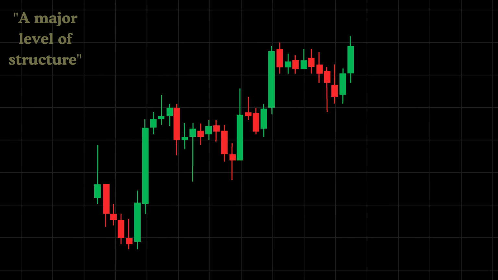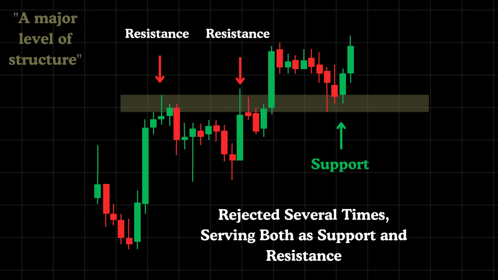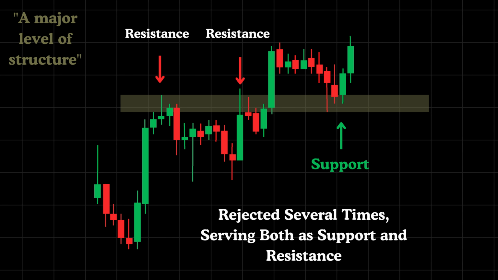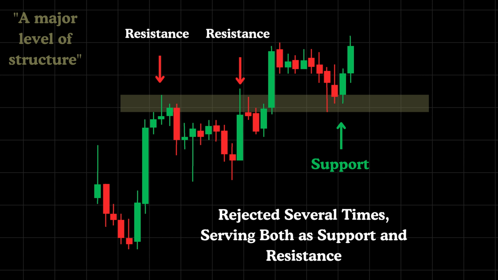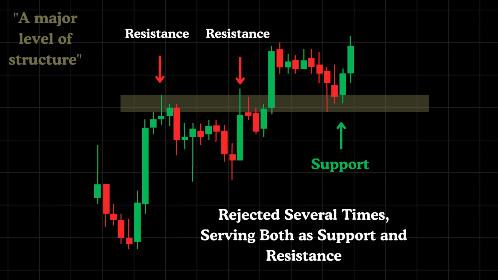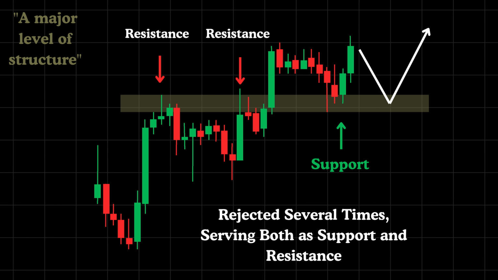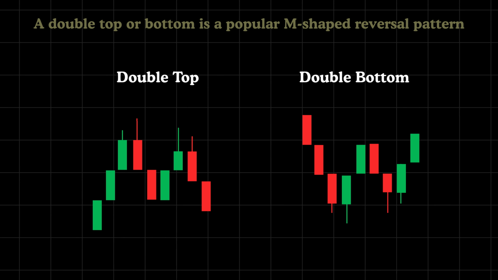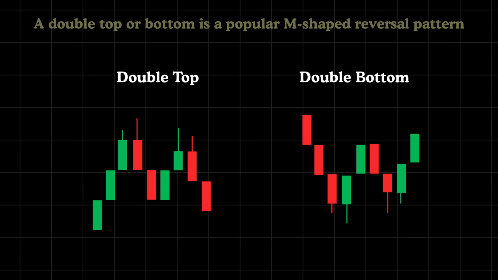Let's begin with the concept of a major level of structure. When a zone has been rejected several times, serving both as support and resistance, and is still being respected recently, we refer to it as a major structure level. These levels often offer high-precision trade opportunities. This confluence increases the chances of a price bounce from the area, making it an ideal condition for setting up strong trade entries. A double top or bottom is a well-known M-shaped reversal pattern commonly used by price action traders.